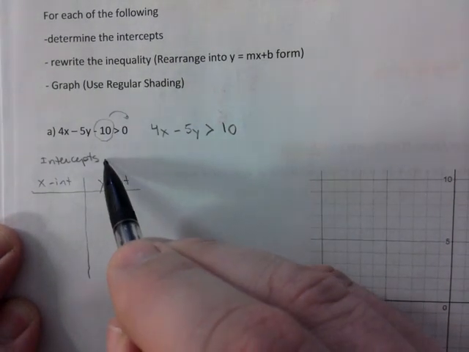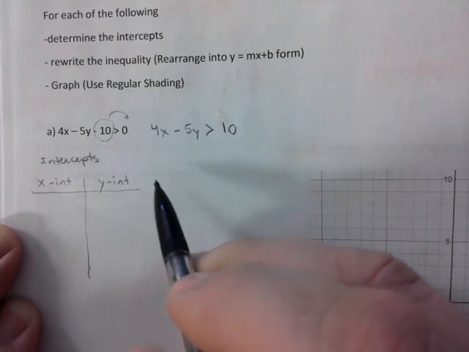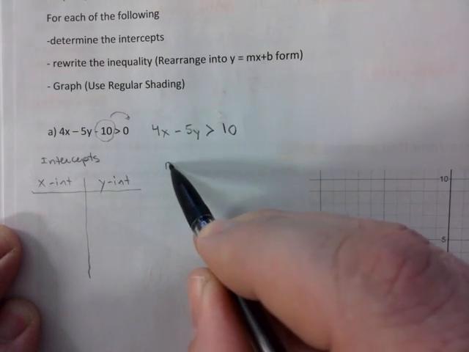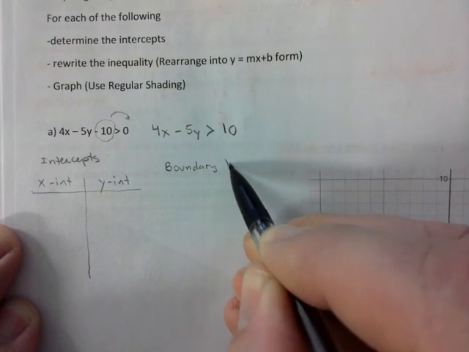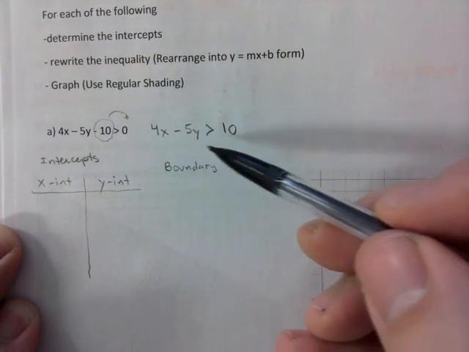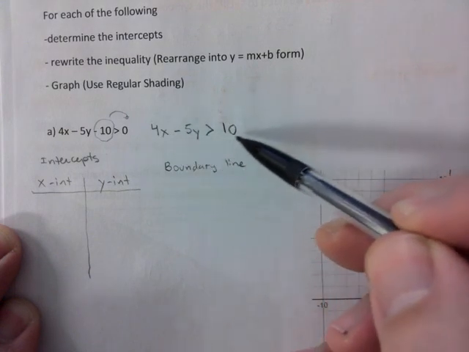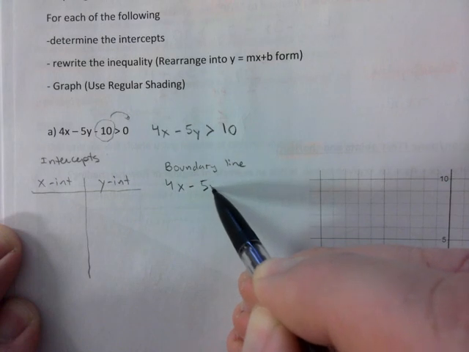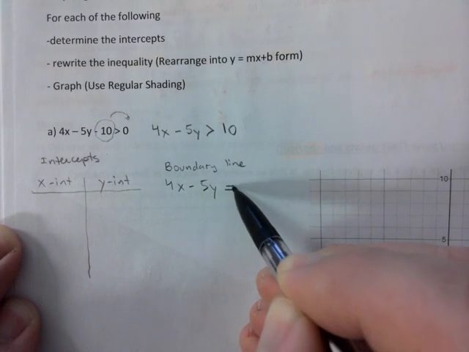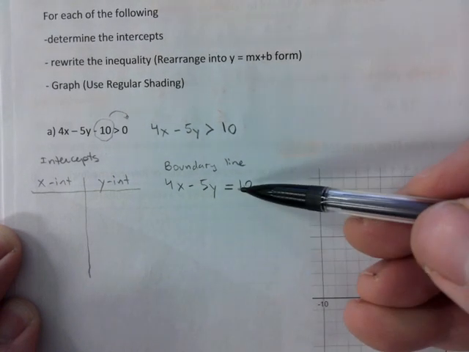My boundary line, okay, I'm going to use this. I'm going to write this down. Boundary line is the exact same inequality that I already started with, but it's going to look like this: 4x minus 5y is equal to 10. Okay.